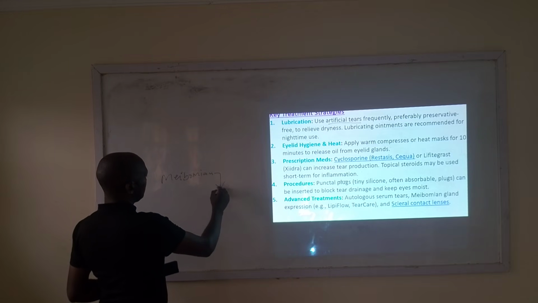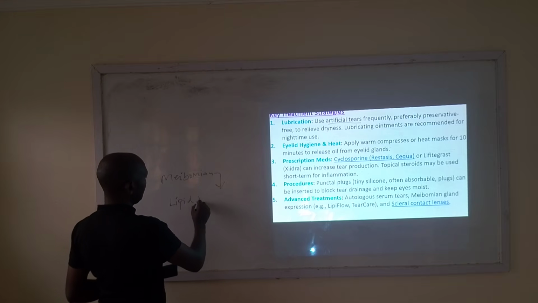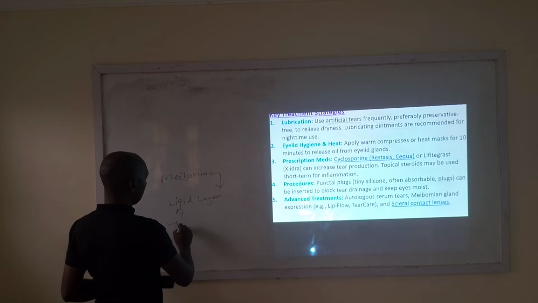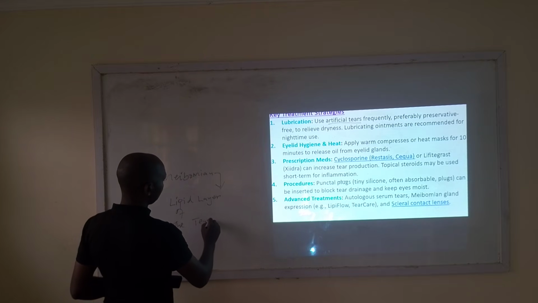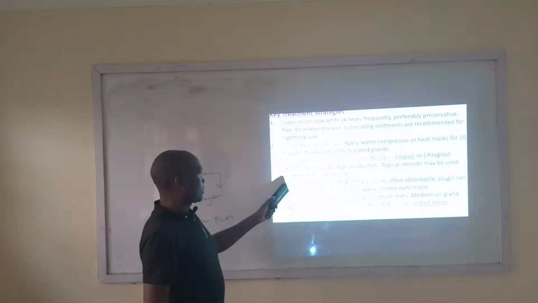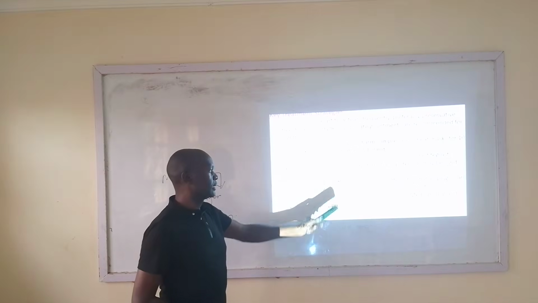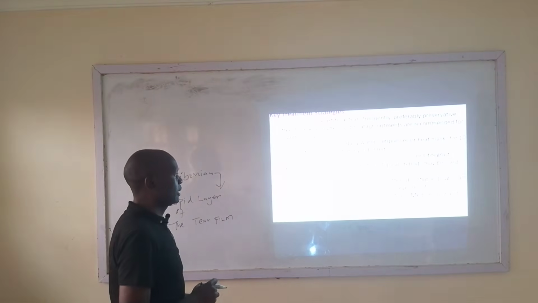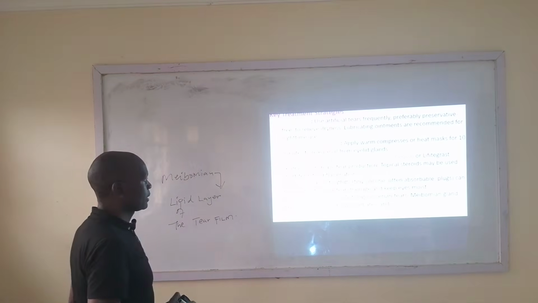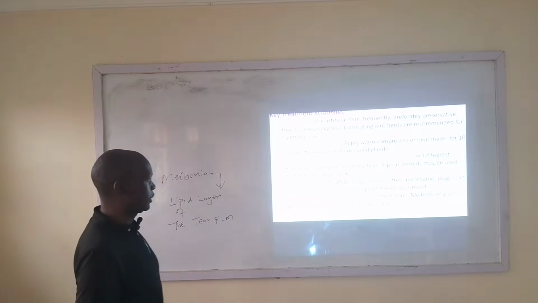Remember, these are the glands that produce the lipid layer of the tear film. Another strategy is punctal plugs, whereby you insert tiny silicone plugs, which are inserted to block tear drainage and keep the eyes moist.